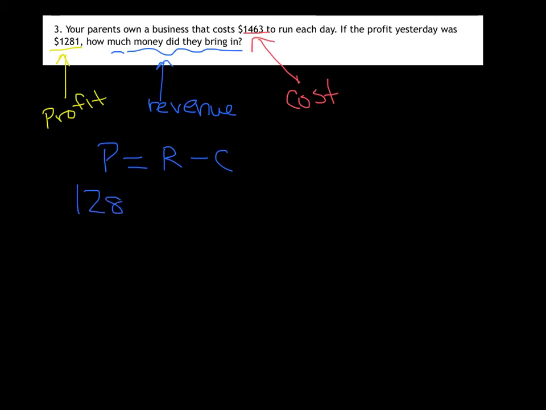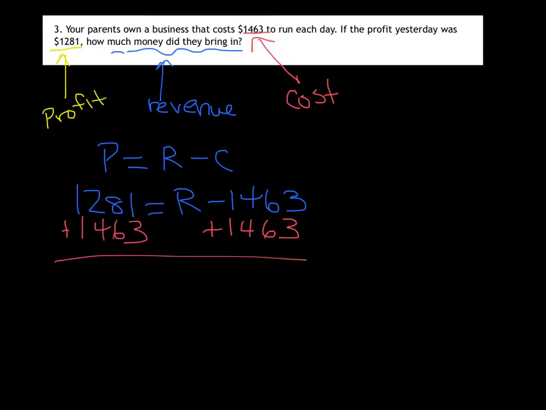So we are just going to set this up like we would set up a normal equation. The only thing that's a little tricky about this is that the numbers are kind of big, but you're just going to solve it like you solved equations at the very beginning of the year. We get our R by itself. You do that by adding 1,463 to both sides. Remember, it is okay to use your calculator on this type of problem.